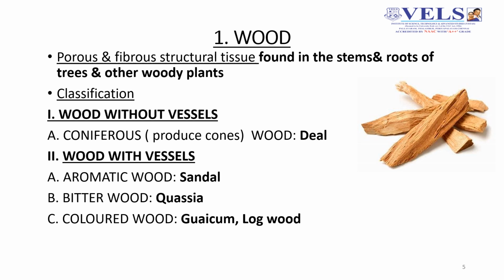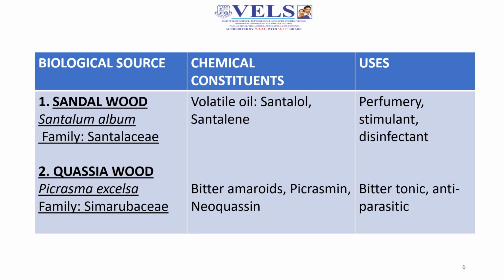For aromatic wood, the example is sandalwood. For bitter wood, the example is quassia wood. Examples of colored wood are guaiacum, logwood, etc. This is the biological source, chemical constituents, and uses of two woods I have included here. One is sandalwood, Santalum album, belonging to the family Santalaceae. It mainly contains volatile oil. The chief constituent is santalol, and it also contains santalin, santanone, etc. The uses are perfumery, stimulant, disinfectant.